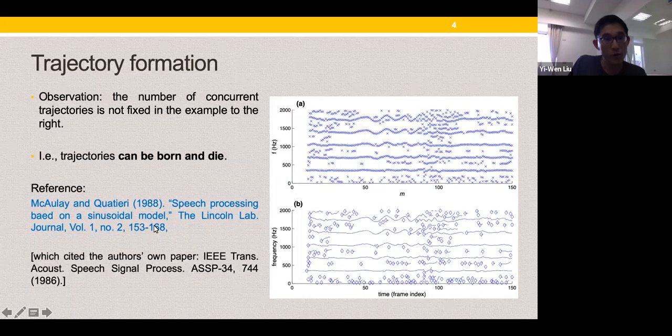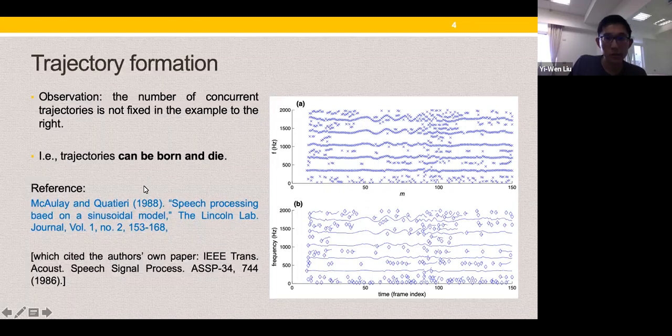I list a reference right here, and we'll look at a few figures from this reference. This is a paper published in the Lincoln Laboratory Journal. Lincoln Lab belongs to MIT, and this is an early work by two scholars at MIT. In this paper, they mention the birth and death of trajectories. We'll be looking at the figures later.